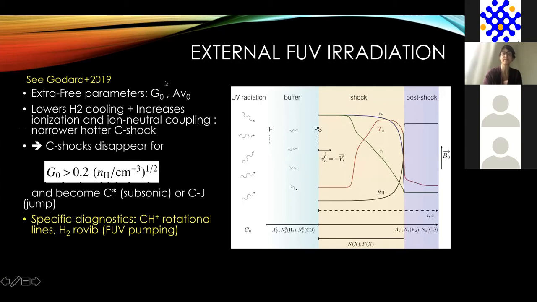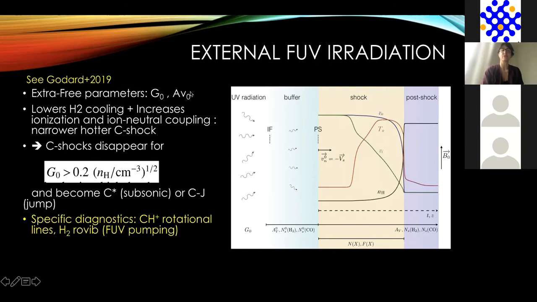Then the final improvement, the most recent that has been made to this code by Benjamin Godard, is the inclusion of external irradiation by a far UV interstellar field, so far ultraviolet radiation, like the ambient interstellar field. The parameter that is typically used is G0, which is one for the solar neighborhood, but can be higher than this if you have more ionizing stars nearby.